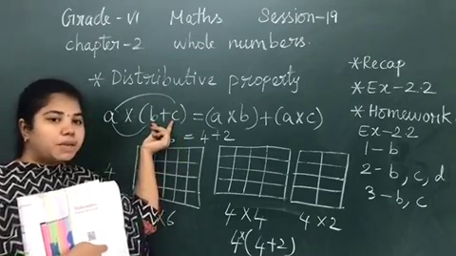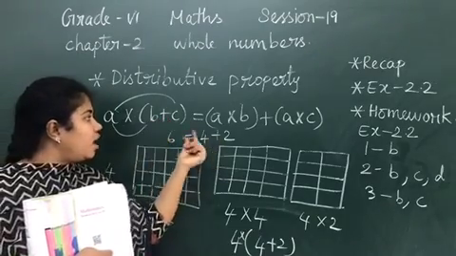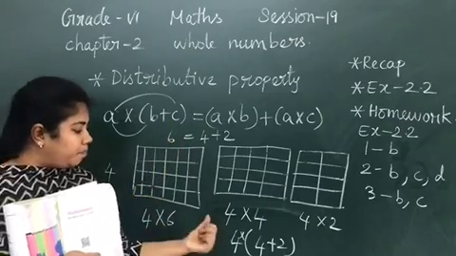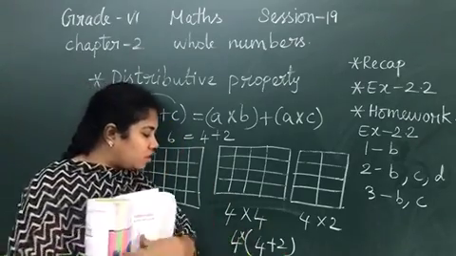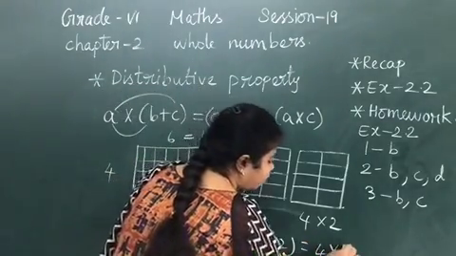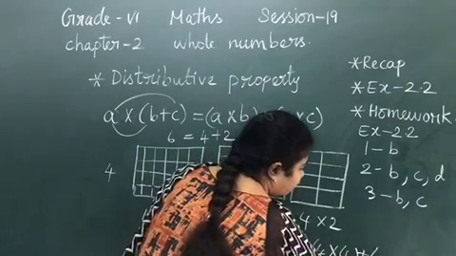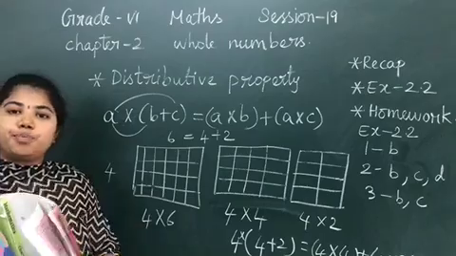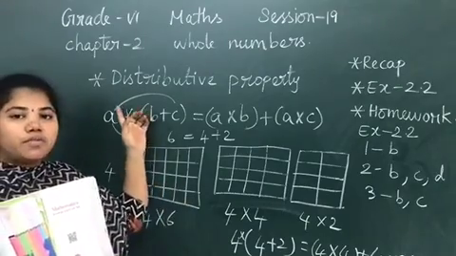This is separated as B plus C. B is 4 and C is 2. So A into B plus A into C, how can you write it? 4 into 4 plus 4 into 2. Can you understand? This is the distributive property. Again I will tell you the spelling of distributive.